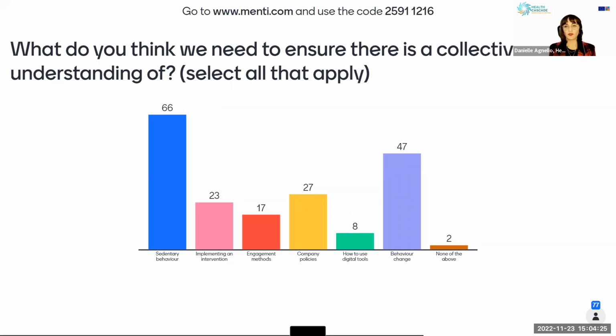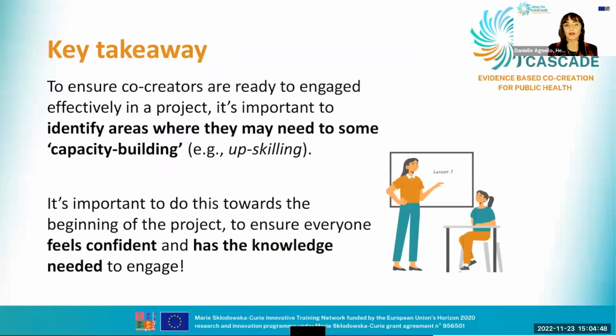Wonderful. So we have four potential points here. If you match, we have 66 who get a point for sedentary behavior. We have people that did behavior change. We have those that learned about implementing an intervention, company policies, and also how to use digital tools. So if you got one to five of those, you get up to 5 points per match.